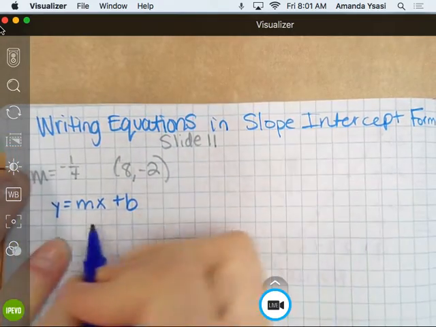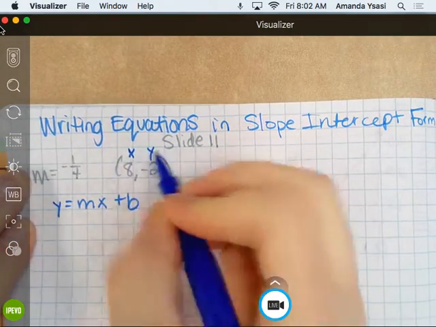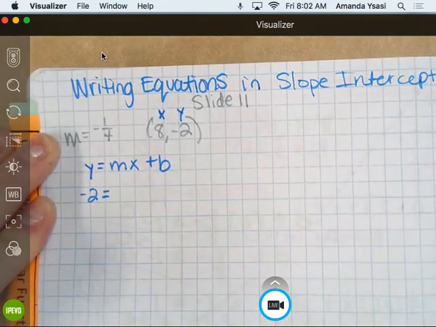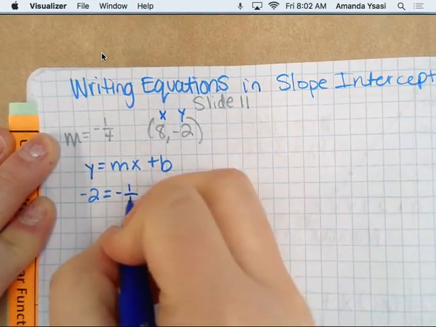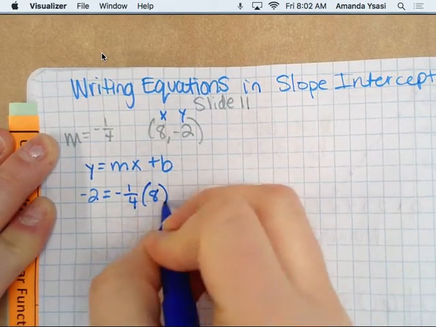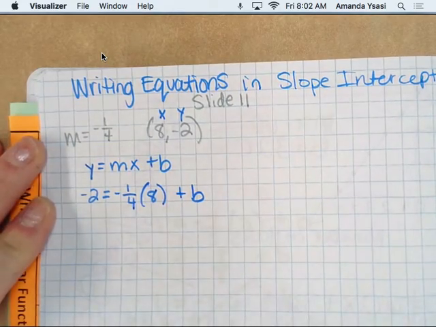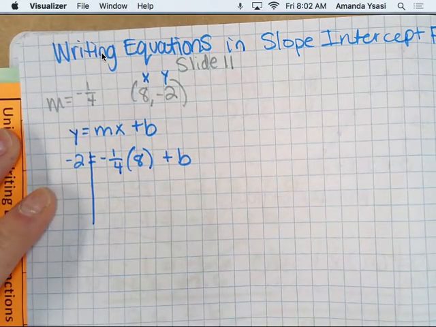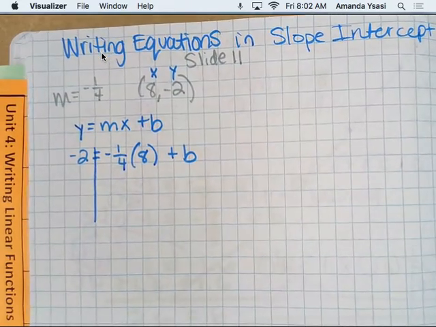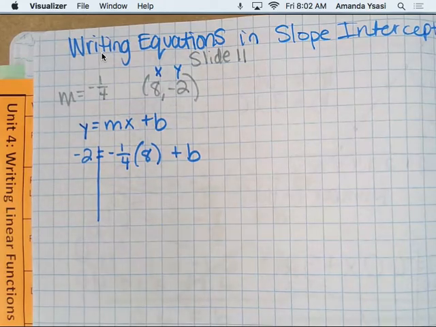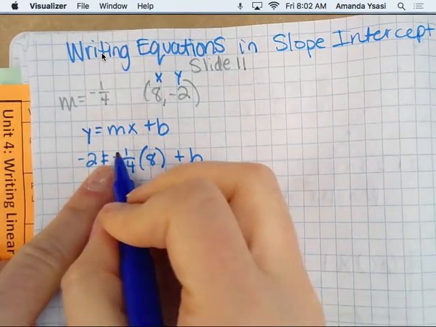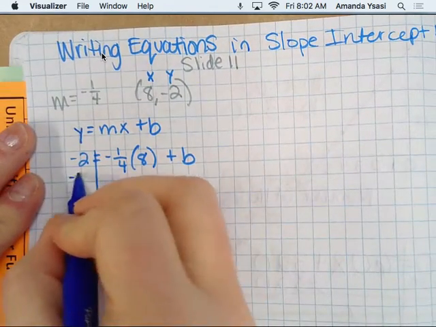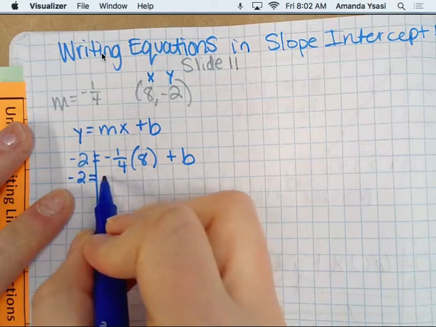And we are going to put y in. So this is x, this is y. So negative 2 equals m, which is negative 1/4, times x, which is 8, plus b. So we're solving for the b value. To solve for the b value, we need to multiply negative 1/4 times 8. Do y'all know what that is? Negative 2.